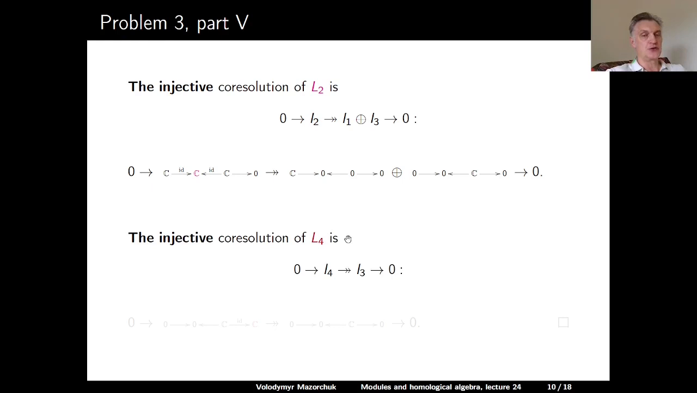And the injective co-resolution of L4 starts from I4, and the cokernel of the embedding of L4 into I4 is exactly I3. This is our I4, this is our L4, it lives at vertex 4, and the kernel of the embedding lives at vertex 3, so it is I3. And this completes problem 3.